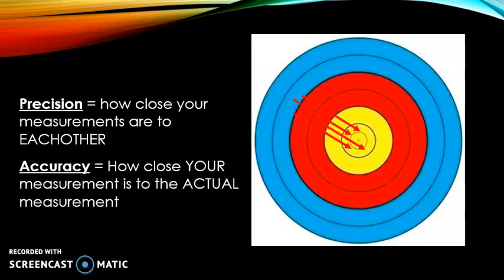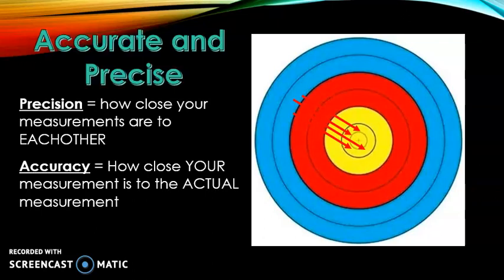Now, in this case, if you'll notice the second firing pattern, we're not only close to the mark, but the arrows are also close to each other. I would call this one accurate and precise. Accurate because the arrows are close to the bullseye, and precise because the arrows are close to each other.